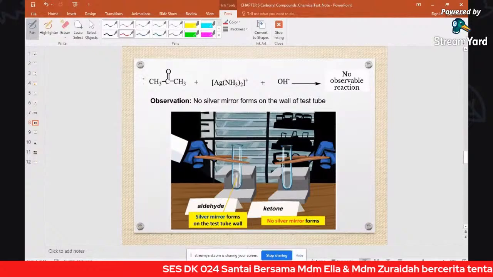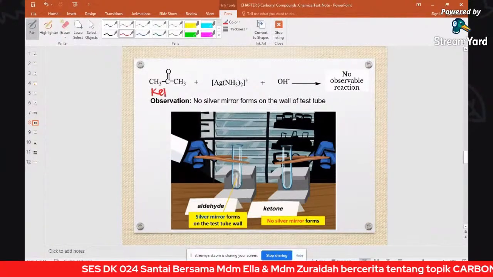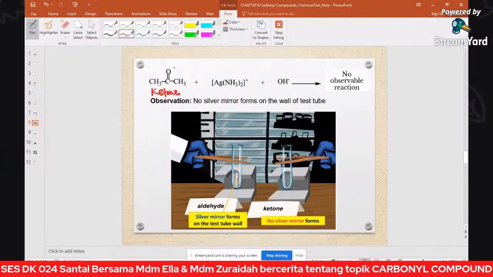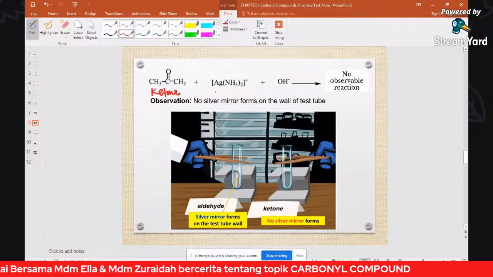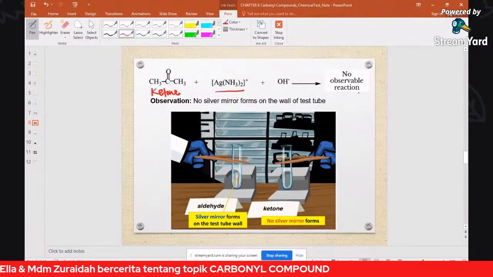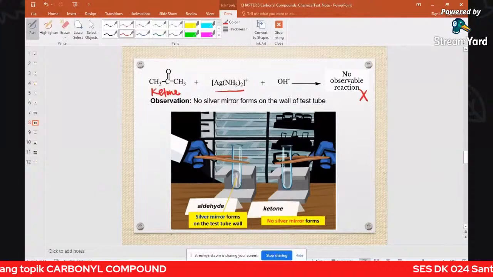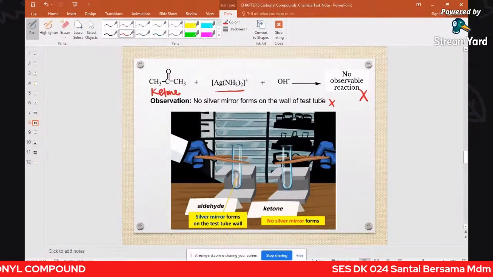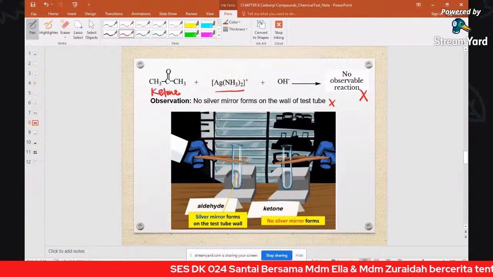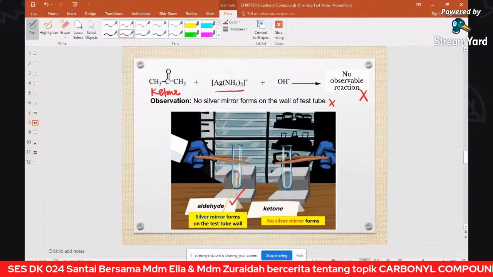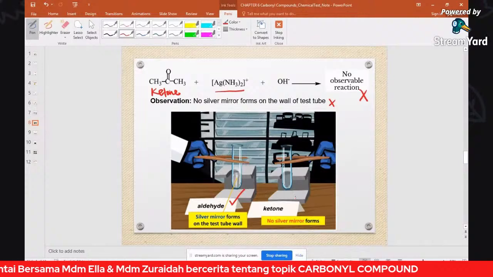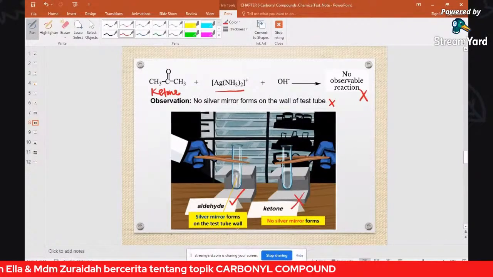Okay, ini ketone, kelas. So, ini ketone, 3 carbon maksudnya propanone lah. Propanone react with Tollens reagent. No observable change. Okay, no silver mirror form on the wall of the test tube. Kita tak nampak grey metallic silver deposited on the wall of test tube. So summary, kelas, aldehyde will give you positive result with Tollens reagent, ketone will give negative result. Okay, silver mirror form, no silver mirror form.